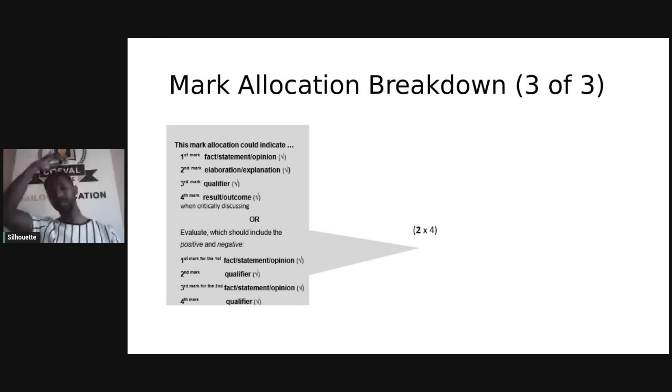Okay. The first mark is for the fact, opinion, or statement. The second mark is for elaboration. The third mark is for qualifying. And then the fourth mark goes to the result or the outcome of whatever fact that you are discussing. Or alternatively, the first mark goes to the fact, statement, or opinion, and then you qualify it for the second mark. The third mark, again, is another fact, statement, or opinion, and then you qualify it for the fourth mark. Okay, so that is it when it comes to mark allocation.